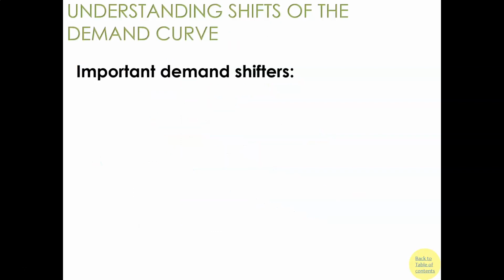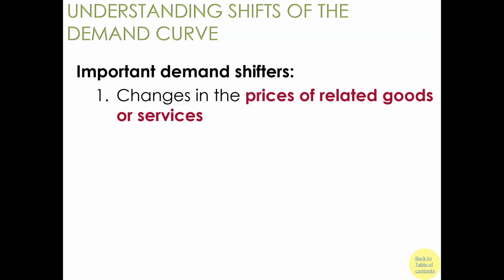What are some of the demand shifters? What variables then would cause demand to shift either direction? Well, there's 5 categories. One is the change in the prices of related goods or services. And we'll talk more about what those are in just a minute. But other goods and services that are related to this particular good we're talking about, and changes in the prices of those goods, can cause the demand to shift for the good that we're modeling.